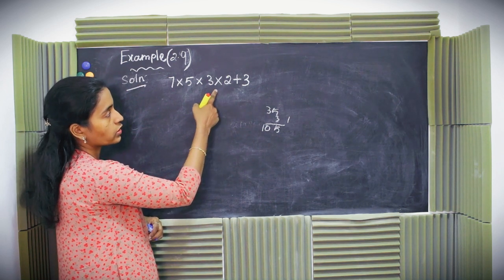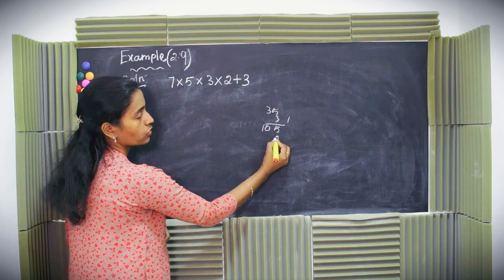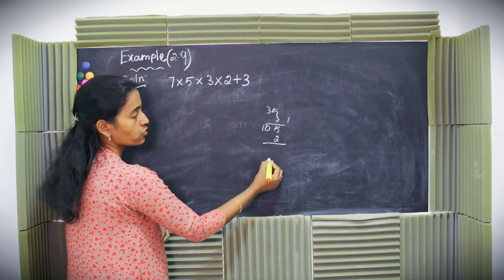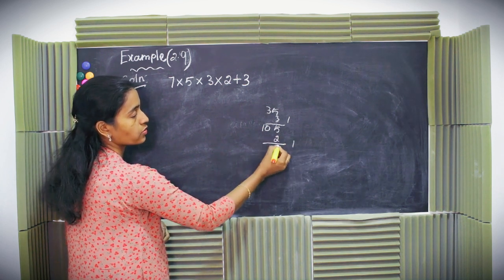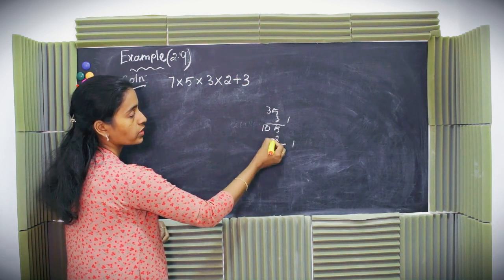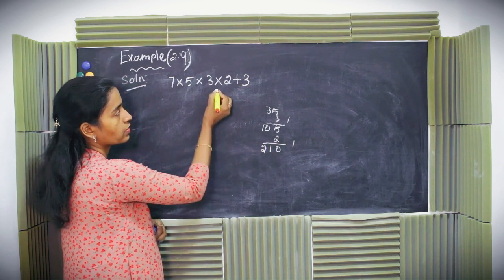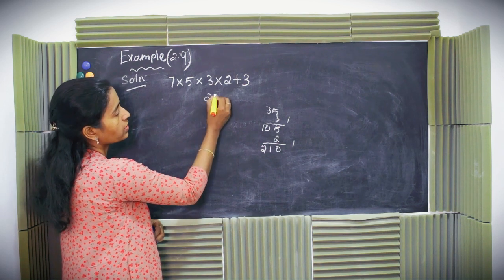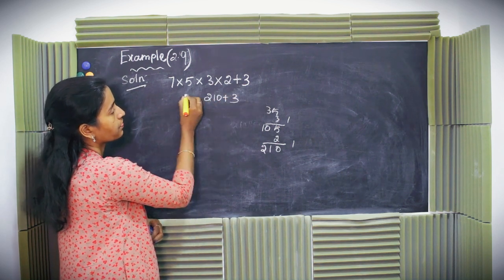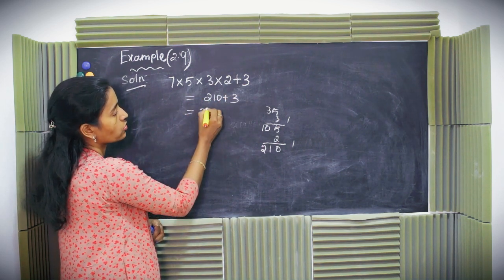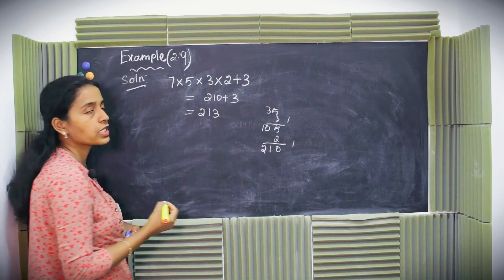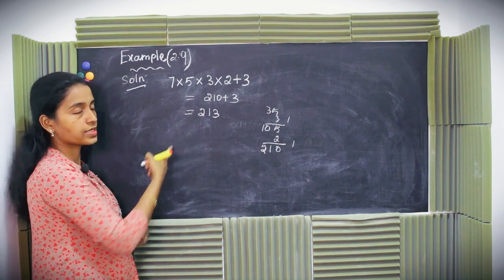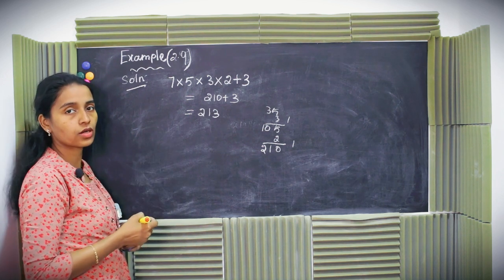And 105 into 2. 5 into 2, 10. 2 into 0, 0. 1 into 2, 2. This is 210, right? And 210 plus 3, this is 213. We need to check whether 213 is composite or not.